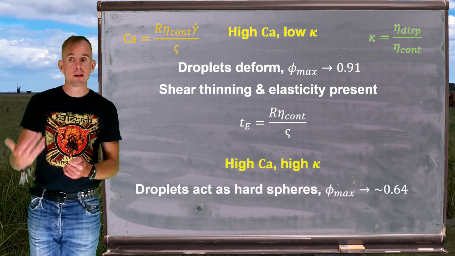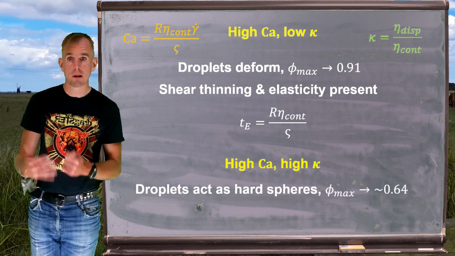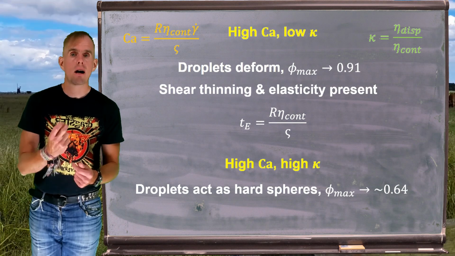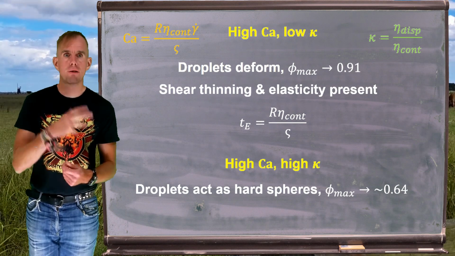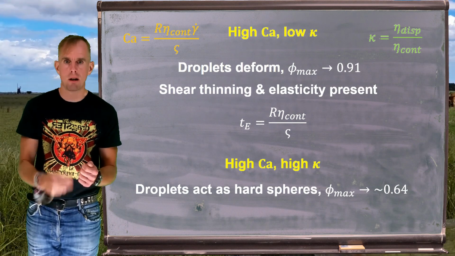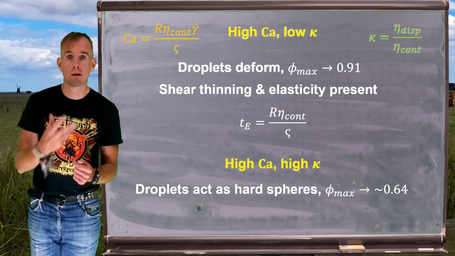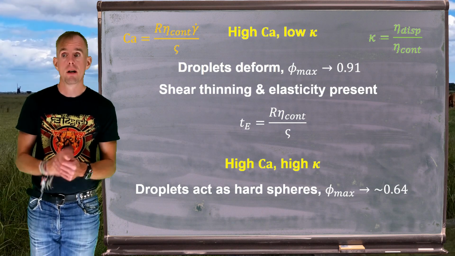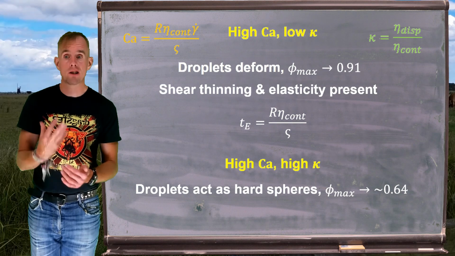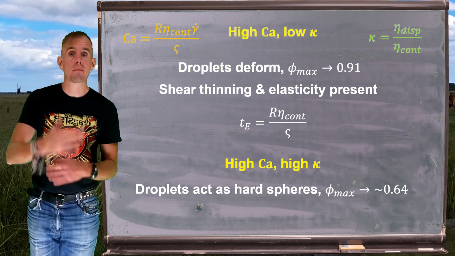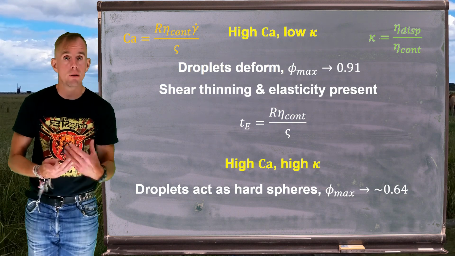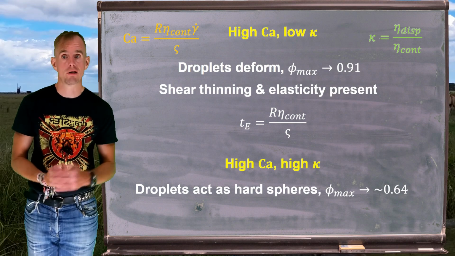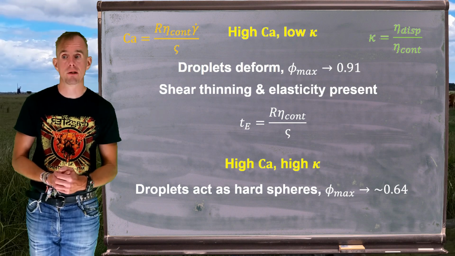Now, if we think of high capillary numbers still, so where viscous stress dominates, but high viscosity ratios, those droplets that are non-deformable look like spherical droplets, so we can assume that the droplets do actually act as hard spheres, and that the maximum packing fraction goes with one of the spherical packing fractions, in this case a random packing fraction of 0.64.